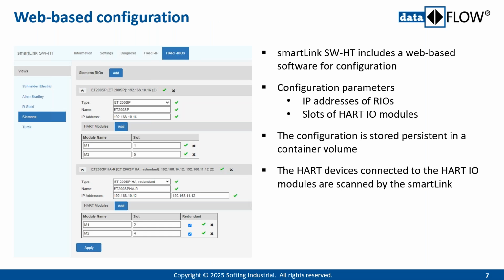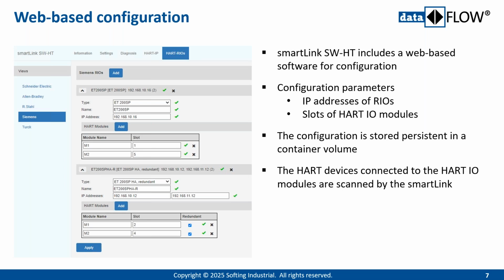Okay, now a short look at the configuration. I will keep that quite short because later in the presentation we will have a demonstration where you will also see these configuration pages again. But the important thing to mention here is that the configuration is really simple. So what you have to provide are two pieces of information. You have to provide the IP address of the remote IO or the CFU, and you have to provide for the ET200s the slots which are used with HART IO modules.